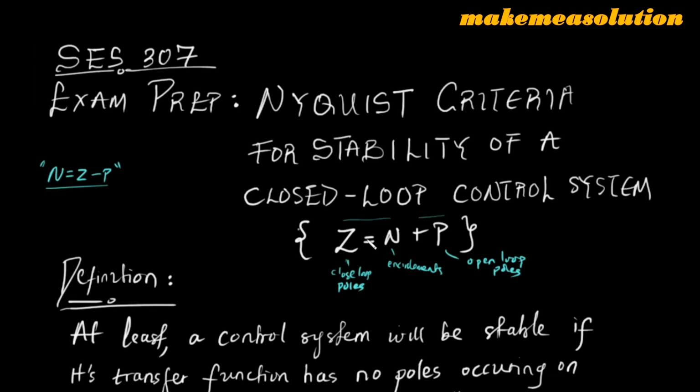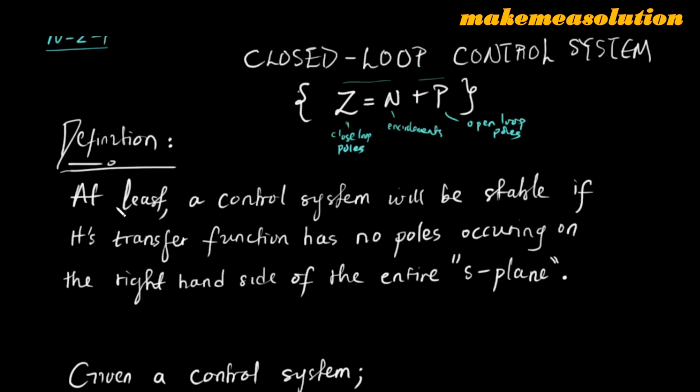Sometimes they use this expression, sometimes they use this expression, but at the end of the day we are going to study and understand what the N equal to Z minus P means, or the Z equal to N plus P means. So beginning with the first definition, at least a control system will be stable if its transfer function has no poles occurring on the right hand side of the entire S-plane.